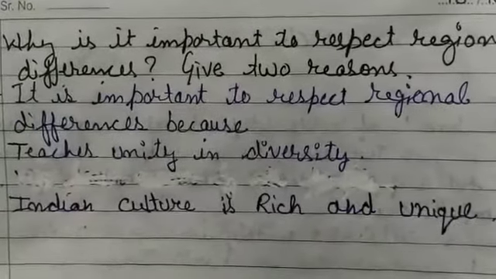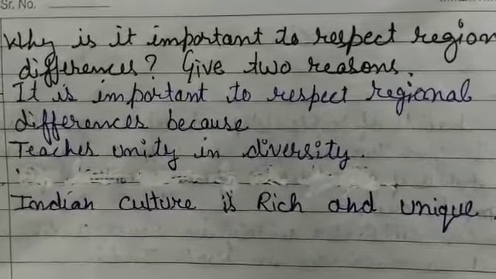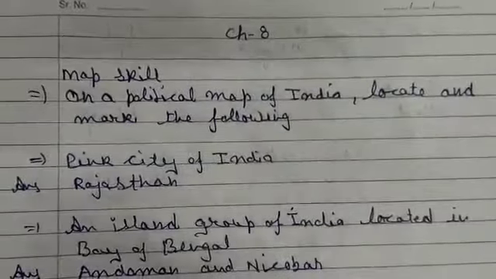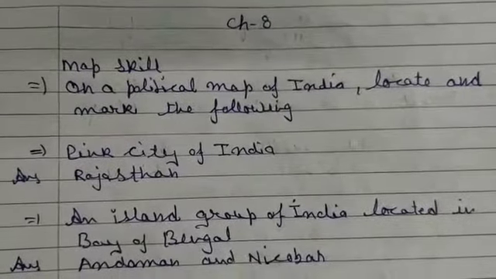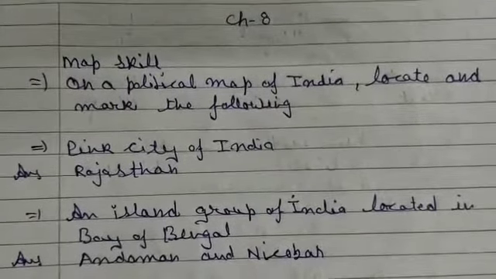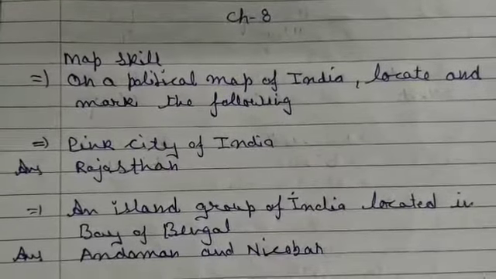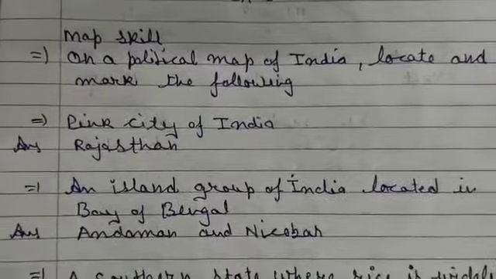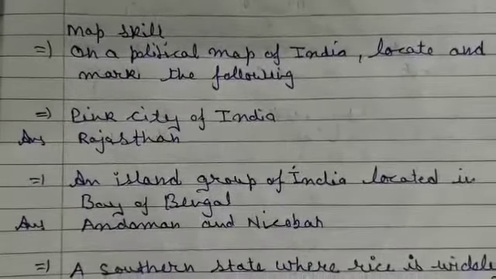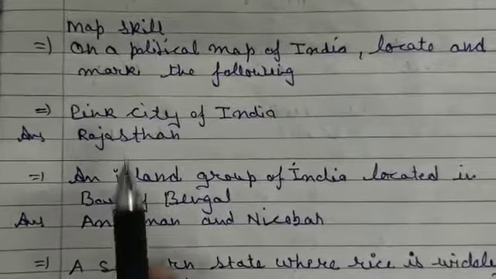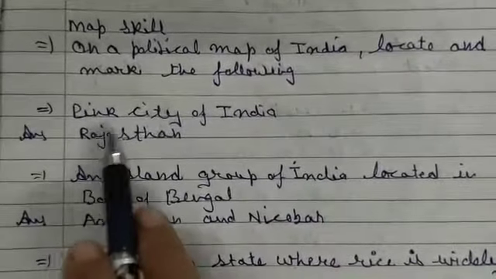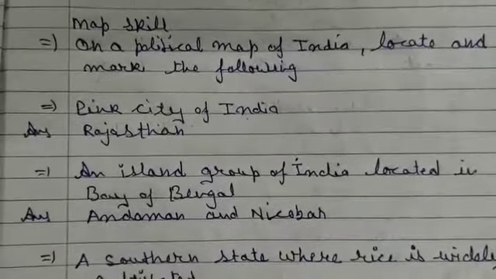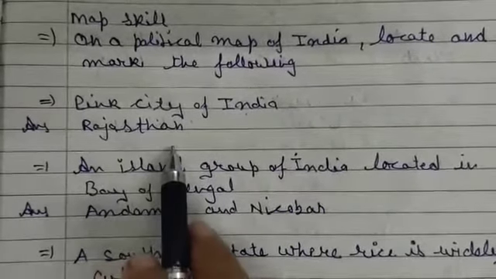So dear students, here we have done the question answers of this lesson. Now I will discuss the map skill of this lesson. Map skill: on a political map of India, locate and mark the following states.